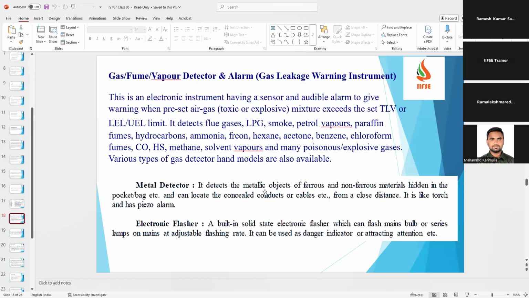So metal detectors detect metallic objects, ferrous and non-ferrous materials hidden in pockets or bags. And electronic flashers: a built-in solid state electronic flasher within a can maintains the bulb or series lamps and the adjustable flashing rate. It can be used as a danger indicator. So electric flashers are used as a lighting device. It will be set for various levels, and based on that, it can change the colors and also the intensity of the lighting.